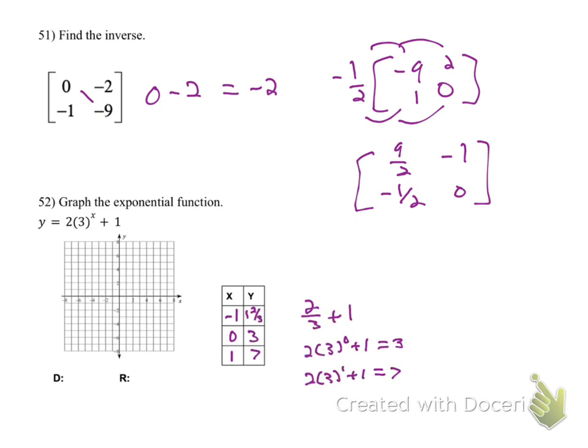52, we're graphing the exponential function. The x values I would use 0, -1, and 1. Having done the exam, I would just go ahead and use those. Remember, this 1 gives us our asymptote right there. Okay, so that moves it up and down.